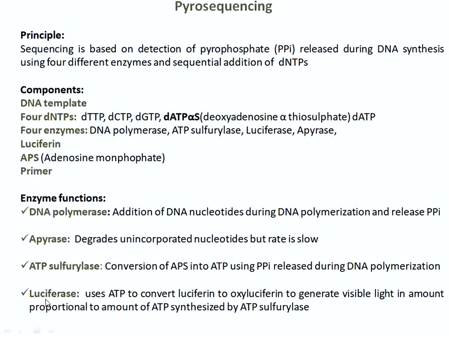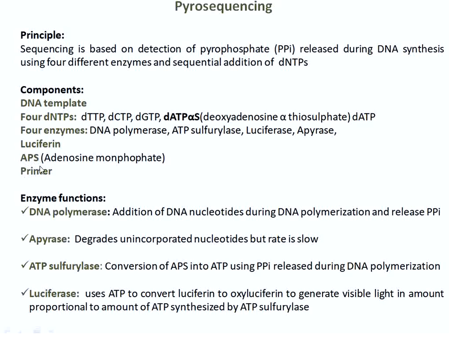The last enzyme here is luciferase, which uses the ATP synthesized by ATP sulfurylase to convert the compound luciferin into oxyluciferin with the emission of visible light, which is proportional to the amount of ATP synthesized during ATP sulfurylase action. So like this, there are 4 different enzymes used in pyrosequencing. These enzymes act sequentially in the pyrosequencing reaction to sequence the DNA template.